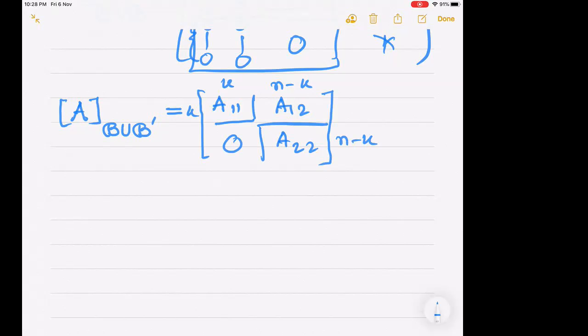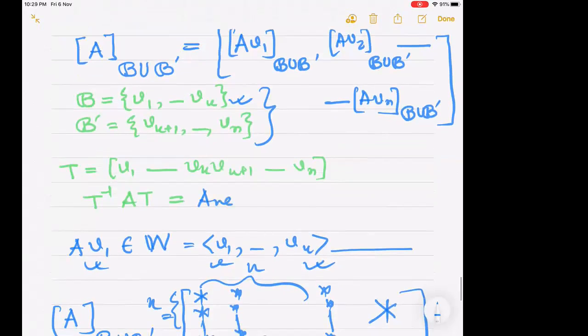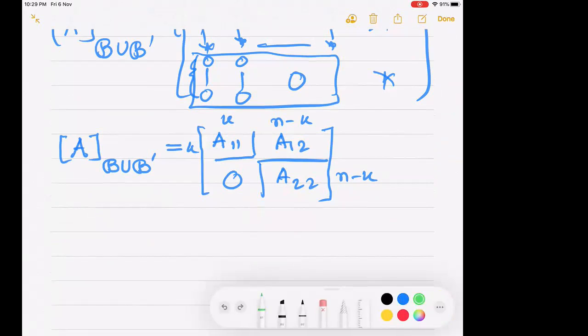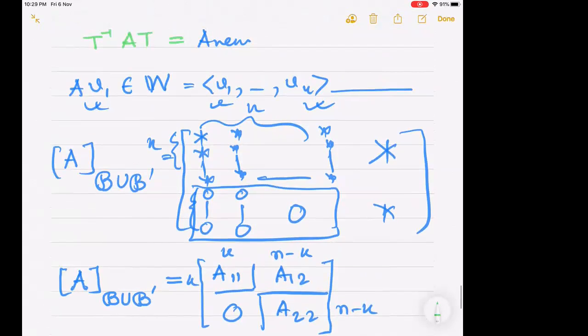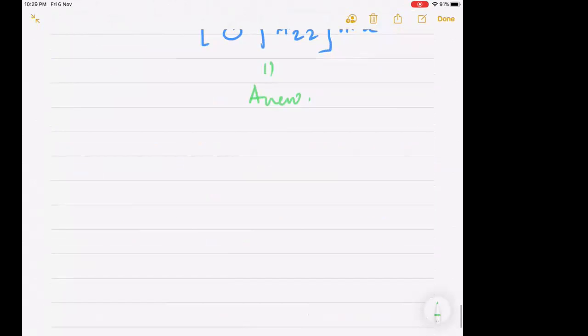If you are dealing with matrices, then the T that we have formed here, this T inverse AT, will be A new, and this will be the form of, now let me write it in green color, this is how A new is going to look like. I hope you understand what's going on. Right, now here is the $1,000,000 question. How did we get this? Because W was A invariant. Tell me what will happen if W prime is also invariant.